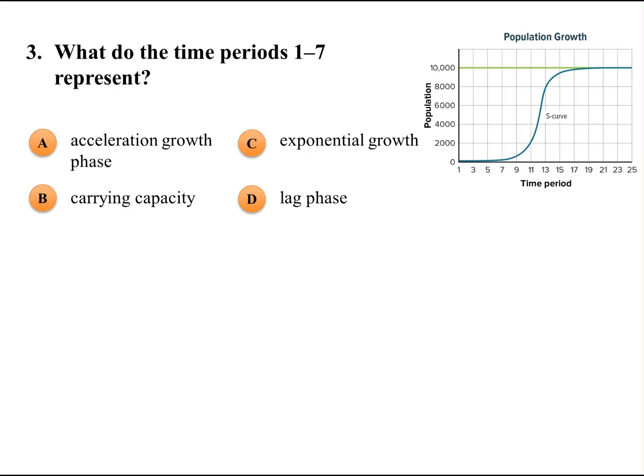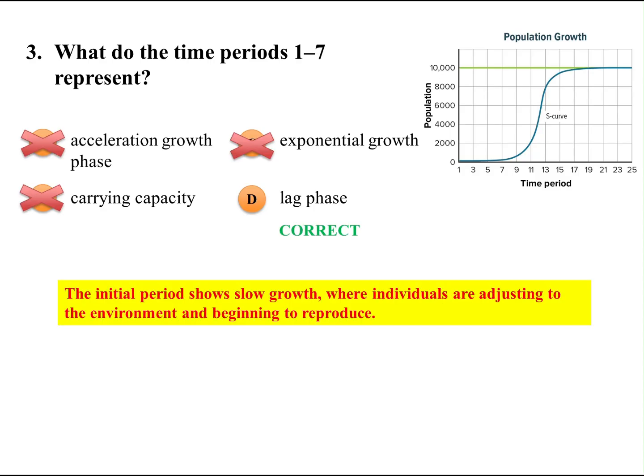What do the time periods 1 to 7 represent? Of course, the answer is lag phase, because lag phase is the initial period that shows slow growth where individuals are adjusting to the environment and beginning to reproduce.